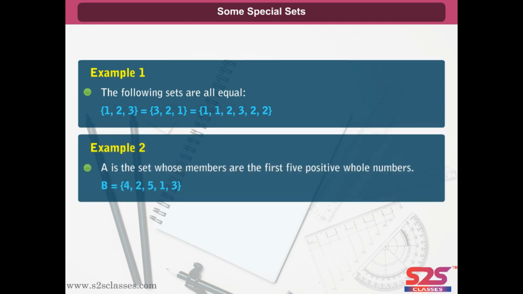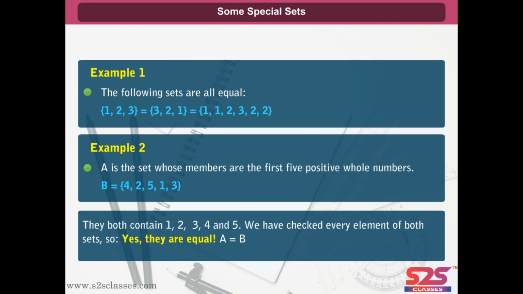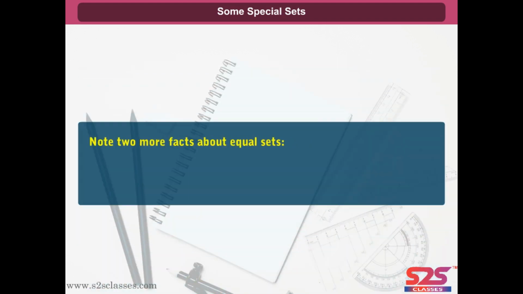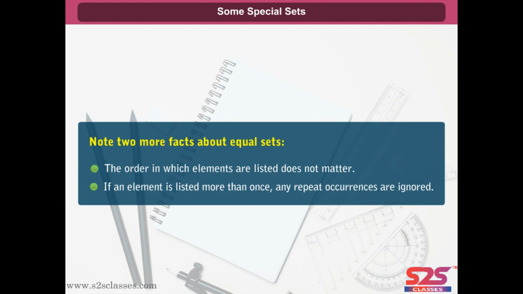In this second example, A is the set whose members are the first 5 positive whole numbers and B is a set of elements 4, 2, 5, 1 and 3. Now let's check if they are equal or not. They both contain 1, 2, 3, 4 and 5. We have checked every element of both sets. So, yes, they are equal. Note 2 more facts about equal sets. The order in which elements are listed does not matter. If an element is listed more than once, any repeat occurrences are ignored.